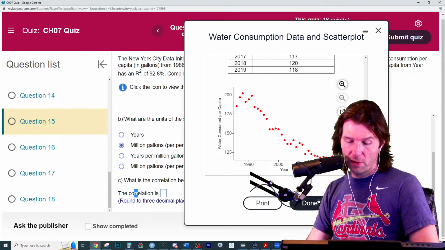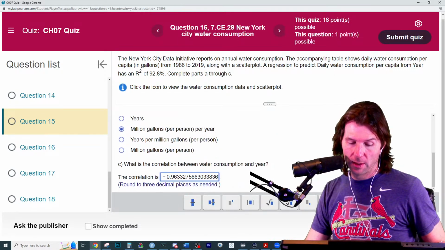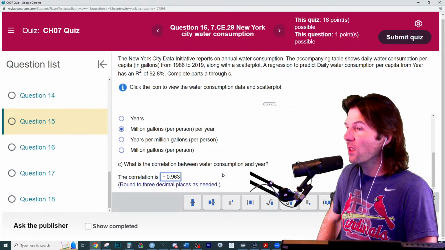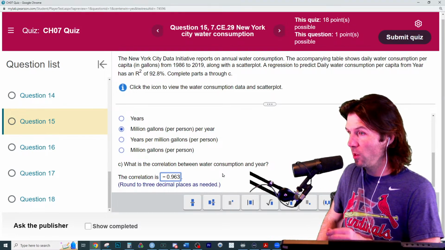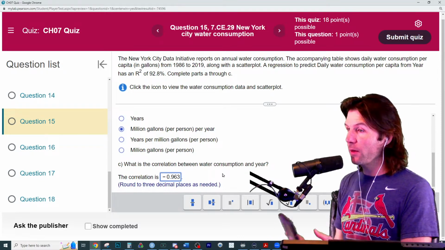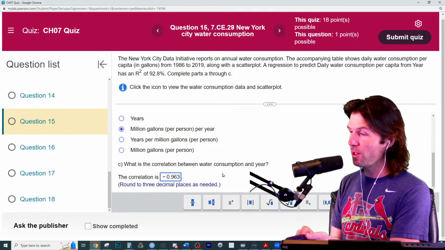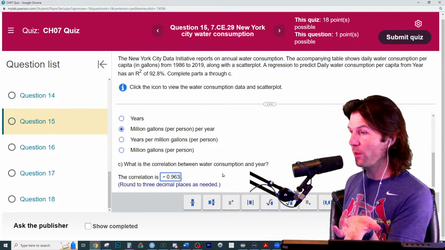So right here, correlation is R. If you know, and it says to 3 decimals, so correlation in notation is R. In the back of your notebook, write down all the notation we have. R is equal to correlation, and then R squared is correlation squared.